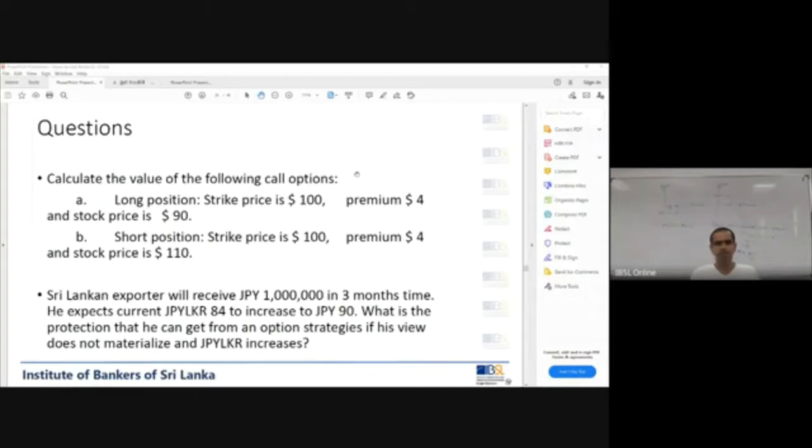Why a strike price below the current spot price? Because you need to buy always out of the money options. If you buy an in the money option, it will be very expensive. The premium will be very high. So what you need to do is buy an out of the money option, right?